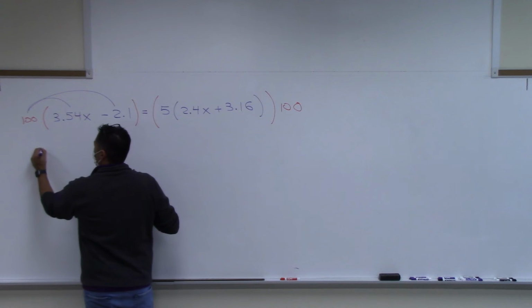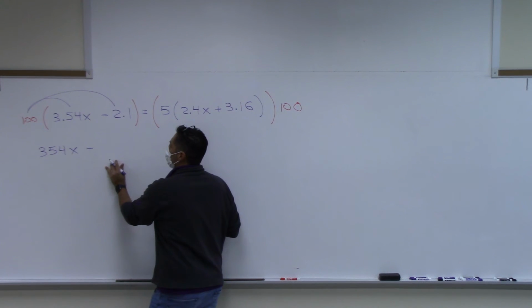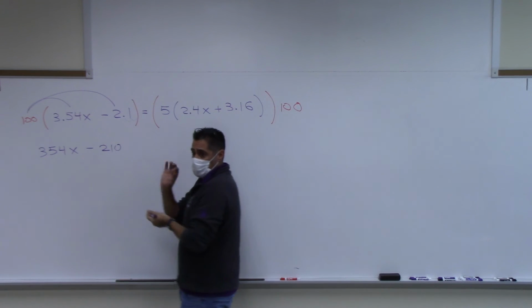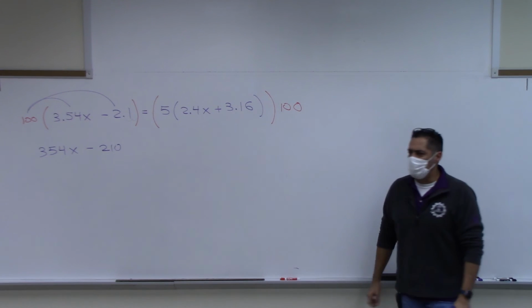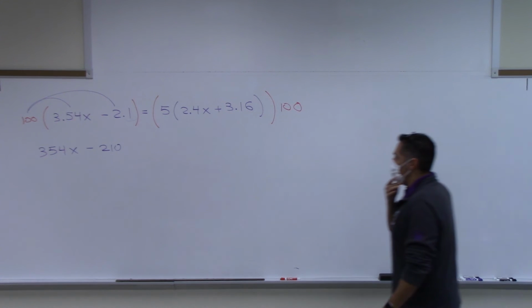354x minus 210. Yeah, 210. So what happens is this moves 2 places to the right, so you get a 0 in there, 210. This, Keegan, is the part I'm really curious about how you're going to do. So how would you do that? How would Keegan handle that right side?